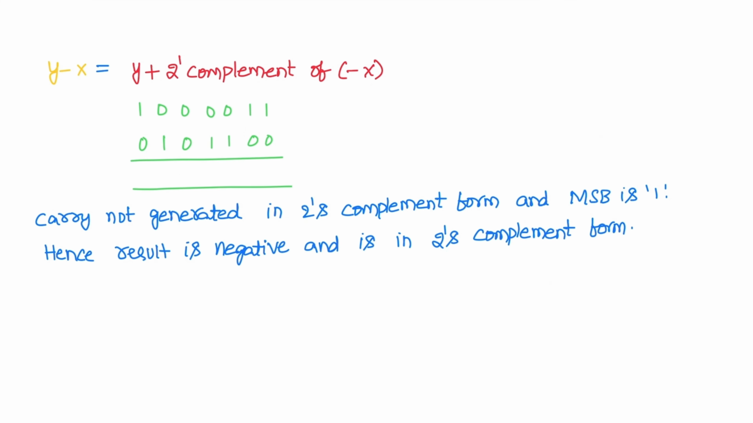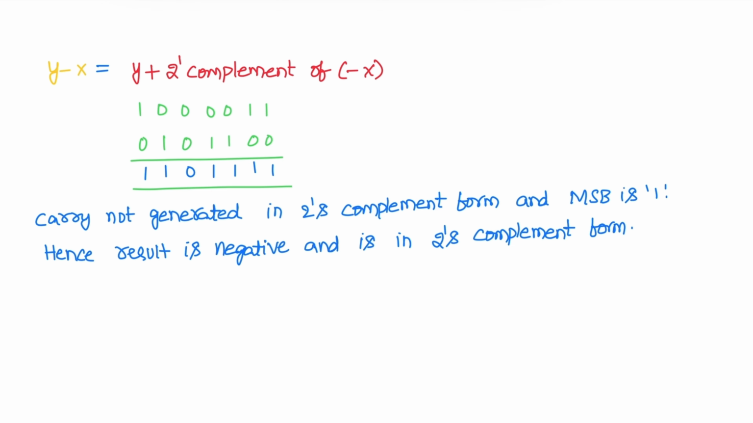Now y minus x, that is y plus minus x, can be written as y plus 2's complement of minus x. Y is 1 0 0 0 0 1 1. 2's complement of minus x is 0 1 0 1 1 0 0. Now let us do the binary addition. 1 plus 0 is 1, again 1 plus 0 is 1, 1 plus 0 is 1, 1 plus 0 is 1, 0 plus 0 is 0, 1 plus 0 is 1, 1 plus 0 is 1.